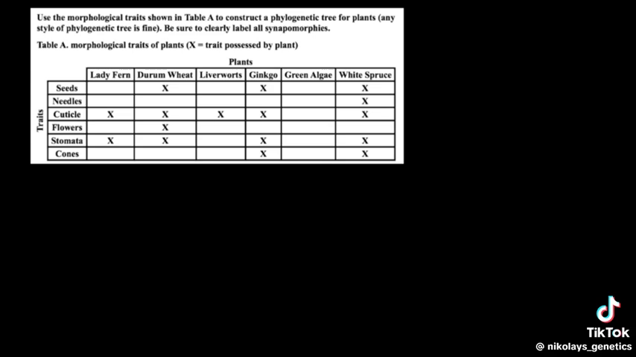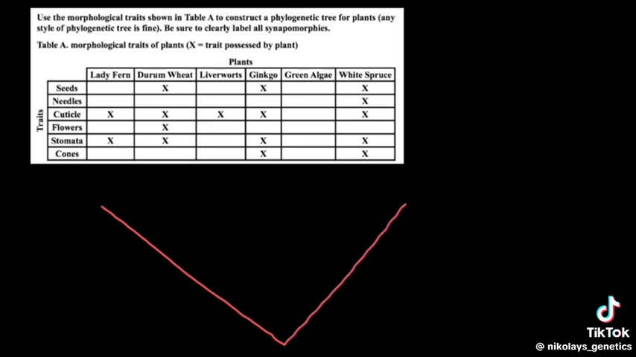Let's take a close look at our table. On this side we have six species of plants, and on this side we have six traits. I want to bring to your attention that green alga doesn't have any traits at all, so it's clearly going to be our outgroup. And here are going to be the sides of the phylogenetic tree.